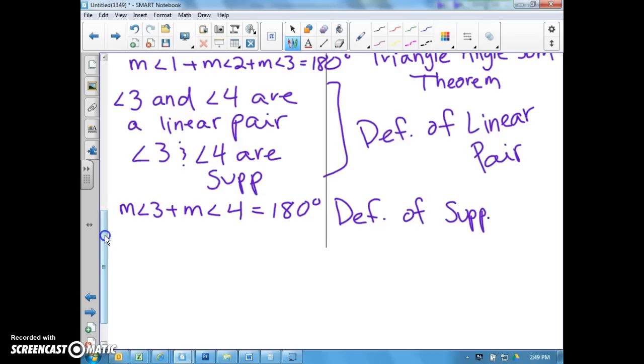Now, something really wonderful has happened. I have this phrase, angle 3 plus angle 4 equals 180, and I have this phrase, angle 1 plus angle 2 plus angle 3 equals 180. They both equal 180. Therefore, I can set them equal to each other. Measure of angle 1 plus measure of angle 2 plus measure of angle 3 equals measure of angle 3 plus the measure of angle 4. And I can do that by the transitive property.